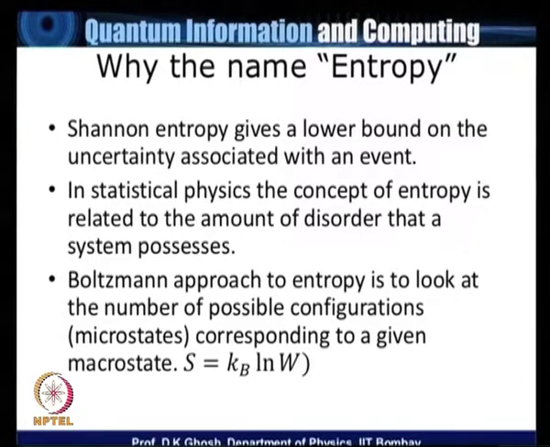Now, what Boltzmann did was the following. Suppose you have a system where the macroscopic state is decided by the gross picture of this ensemble, but corresponding to every macroscopic state, I may have several microscopic states. What Boltzmann showed is that the entropy in this case is given by k_B log W, where W is the number of configurations corresponding to a macroscopic state, and k_B is the usual Boltzmann constant.